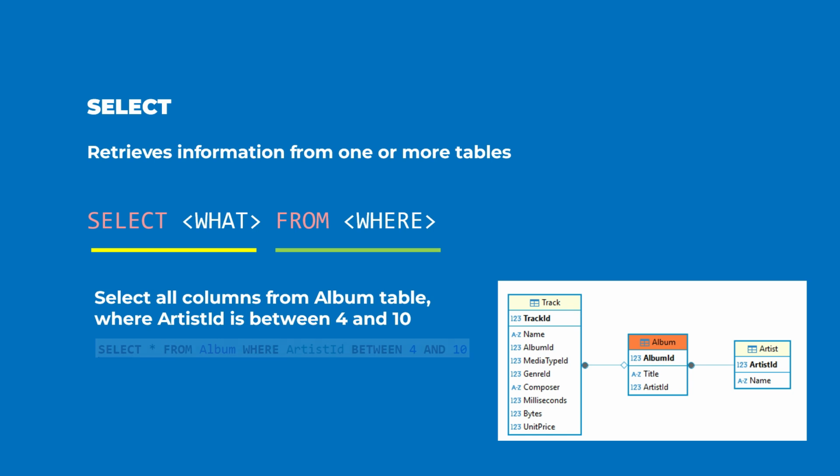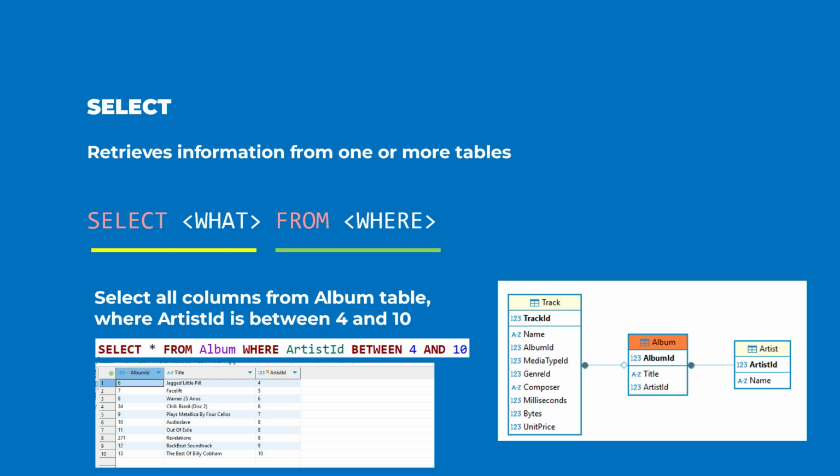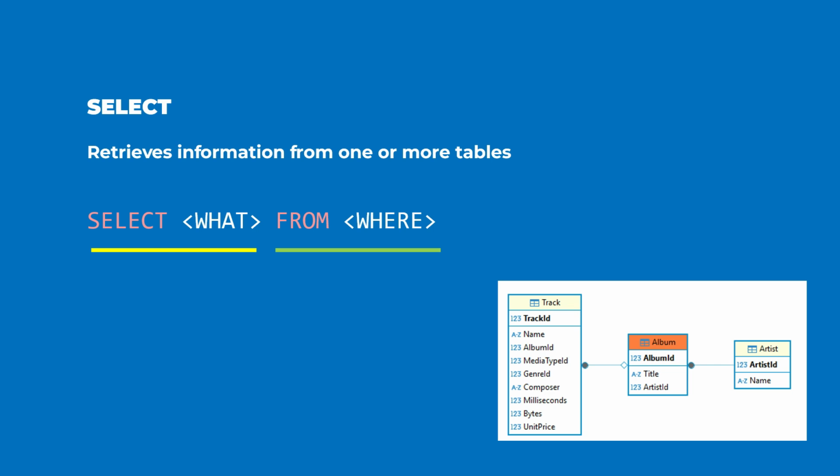We can use the expression select asterisk from album followed by a where clause, and we use the operator between to select the range of values. Here we are selecting the values between 4 and 10, and we can see the information only for the specified criterion. Now what if we are only interested in all titles from album table that start with letter L?